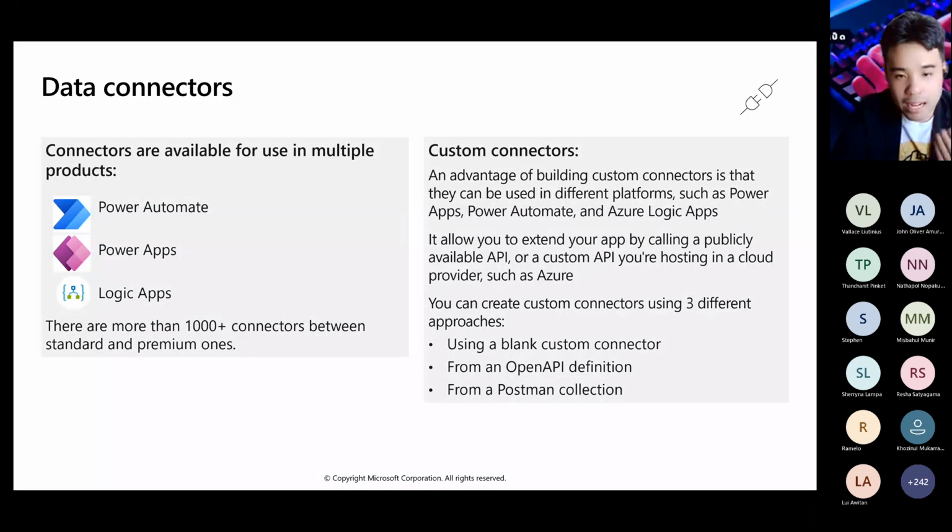And unfortunately, if you cannot find a connector for your data source or your legacy app, you can create a custom connector. While the Power Platform offers more than 1,000 connectors, you also have the option to build a custom connector. This will allow you to extend your app by calling an API or custom API you are hosting in a cloud provider such as Azure. API stands for Application Programming Interface and holds a series of functions available for developers, right? Okay.